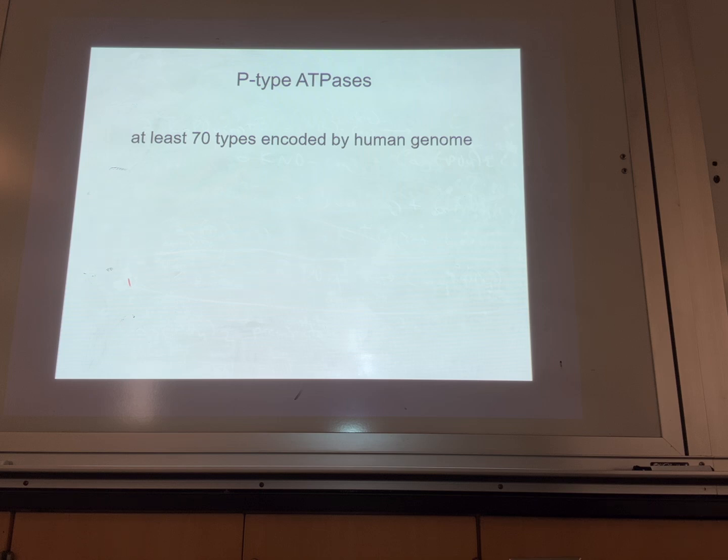So there's lots of different types of P-type ATPases. They can vary depending on where they're located, where they're expressed in the body, what type of ions they pump. But there's at least 70 types encoded by the human genome that we are aware of. They all have homology, meaning they come from a progenitor ATPase that became all of these different ATPases. So they have similar folding, similar shapes, same domains, but they vary depending on which ions they recognize and how they pump them or where they're located.